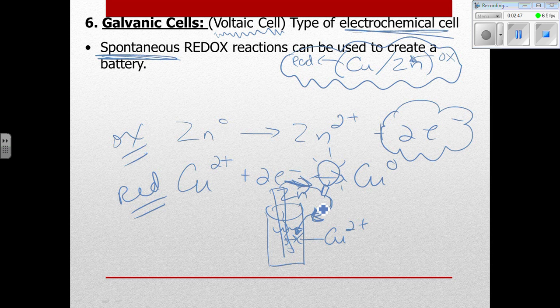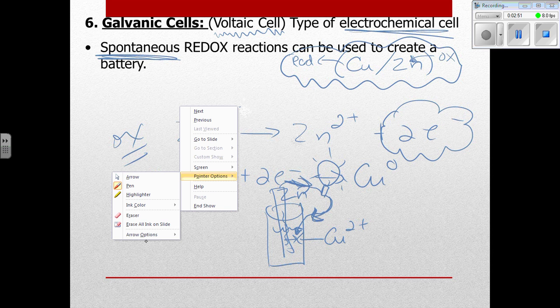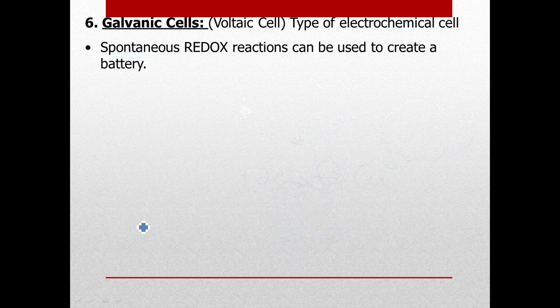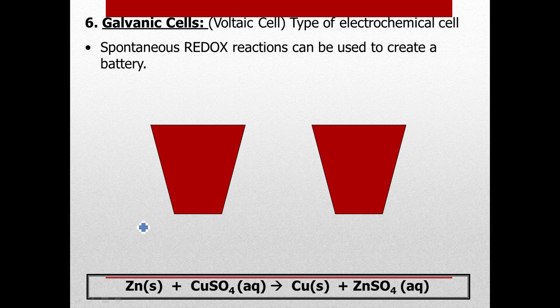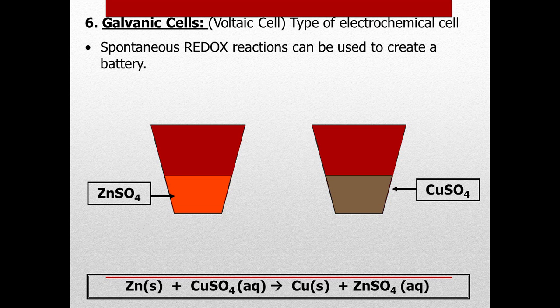So let's erase what's on here and let's see if we can figure out how to make that battery. We're going to start off with 2 beakers, and that's on the guided note sheet that you should have picked up. Do you have one of those, Hallie? Okay. So in each one of them we're going to have a zinc sulfate solution and a copper sulfate solution.